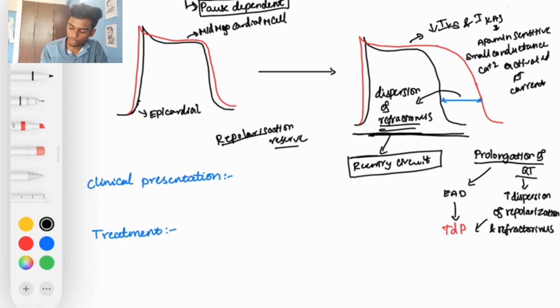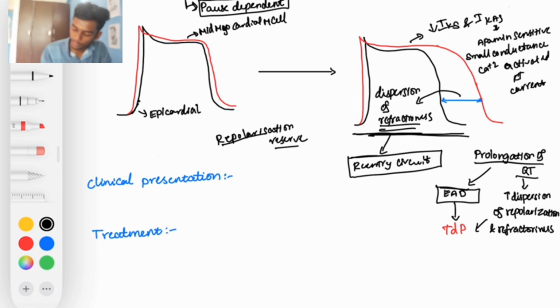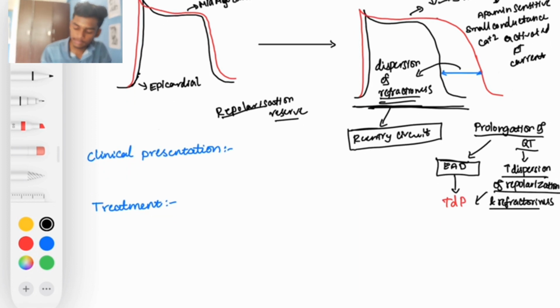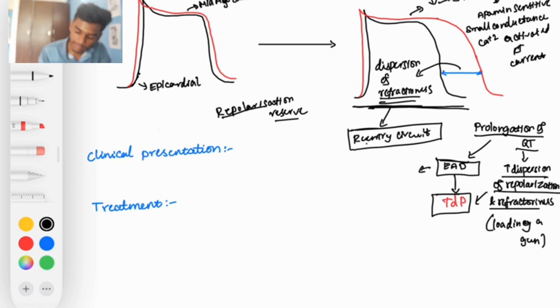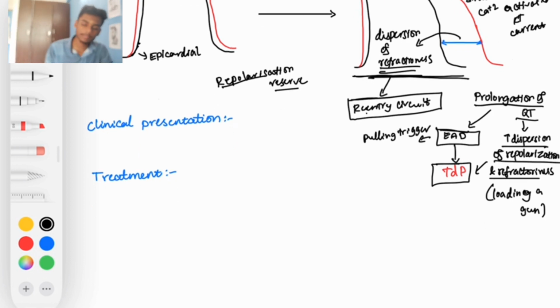See, there is prolongation of the QT interval, prolongation of action potential duration, due to which early afterdepolarization is there, and due to increased dispersion of repolarization and refractoriness, there is formation of reentry circuits. These two will lead to Torsades de pointes. Here, this dispersion of repolarization and refractoriness will act as a loaded gun, and this early afterdepolarization will act like pulling the trigger. So there is production of Torsades de pointes.